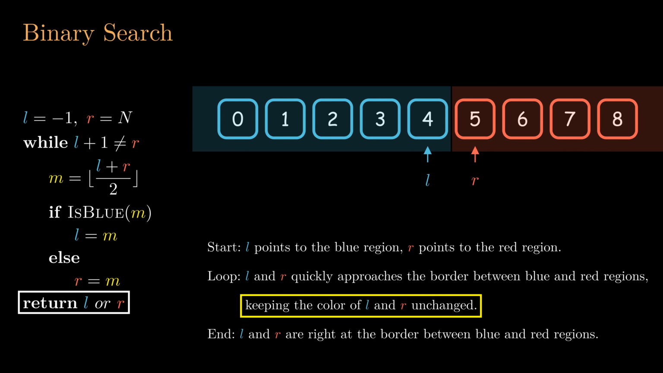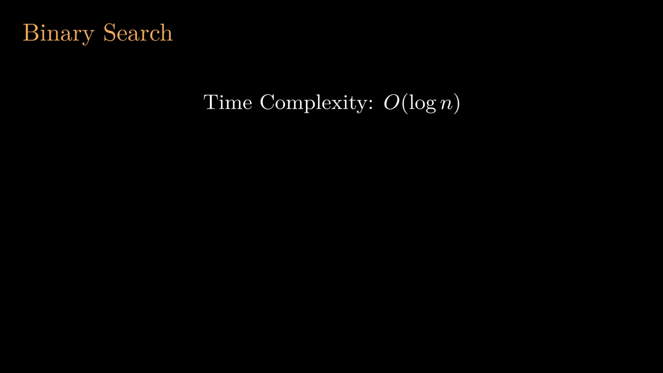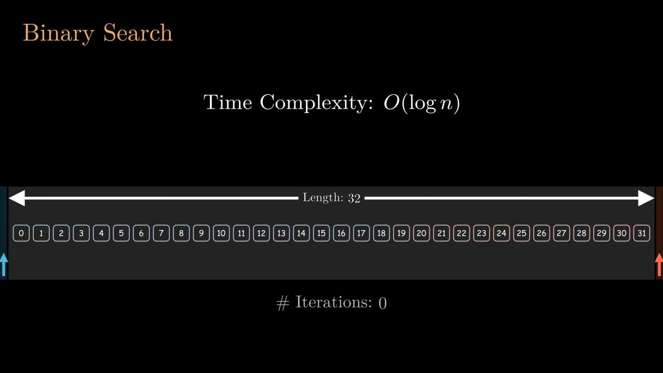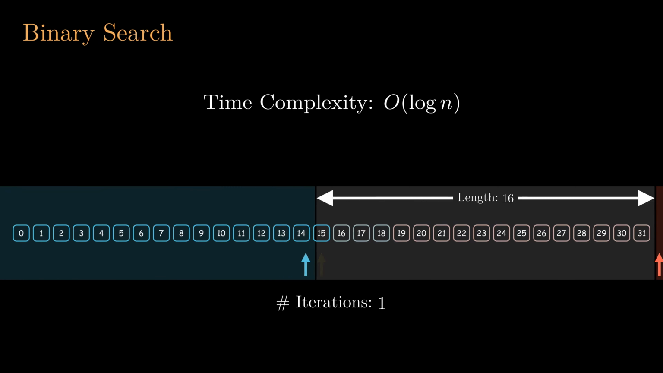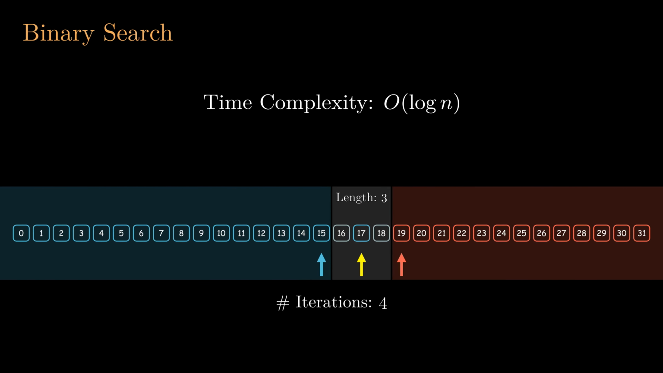We can return them. The time complexity of binary search is O(log n), because we reduce the length of the gray region by half in every iteration. Thus, we need about log n iterations to reduce the length of the gray region to 0.